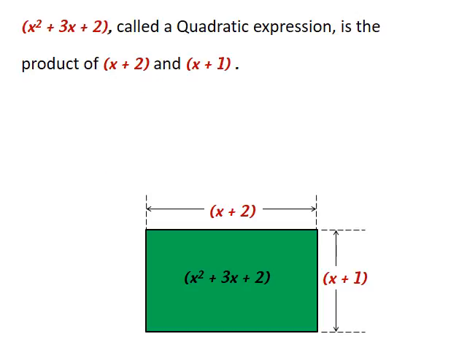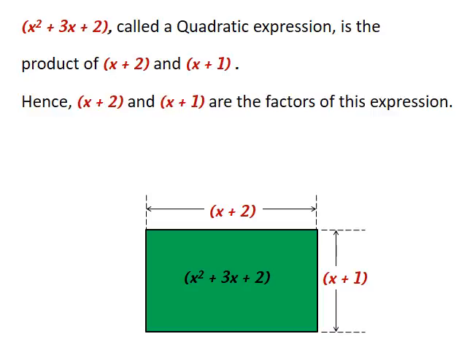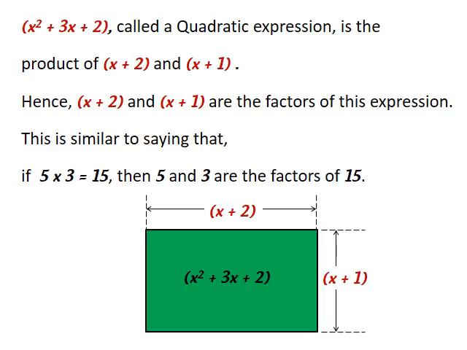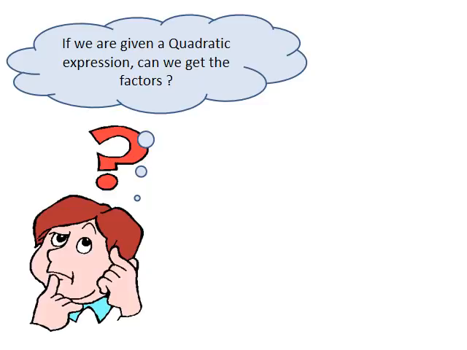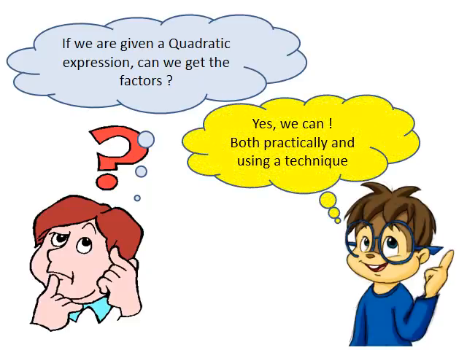So x square plus 3x plus 2, which is called the quadratic expression, is the product of x plus 2 and x plus 1. Therefore, x plus 2 and x plus 1 become the factors of that expression. This is similar to saying that when we multiply 5 into 3 and get 15, then 5 and 3 are the factors of 15. So now the question for us is that if we are given a quadratic expression, can we get the factors for that expression? And the answer is we can. And we can do it both practically and by using a mathematical technique.